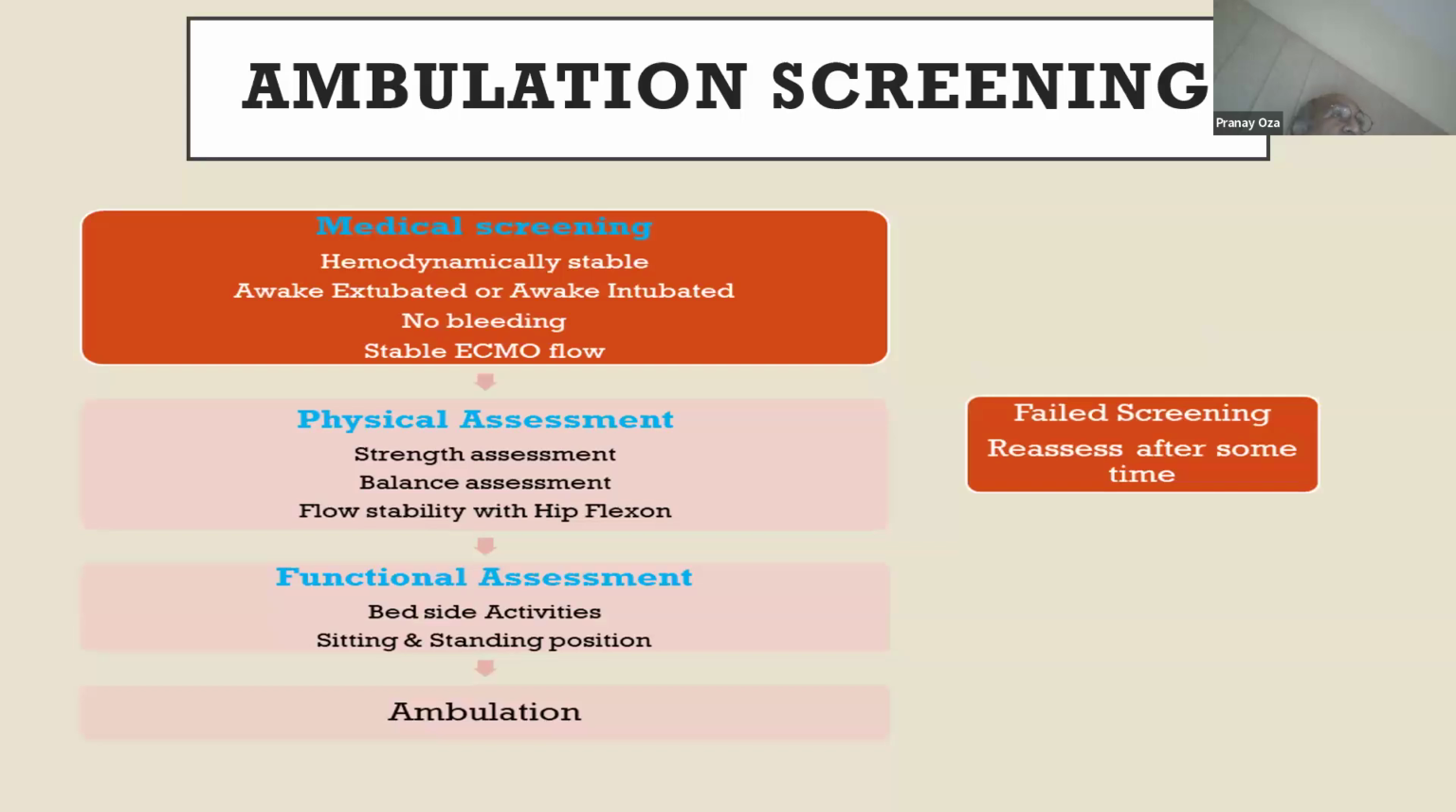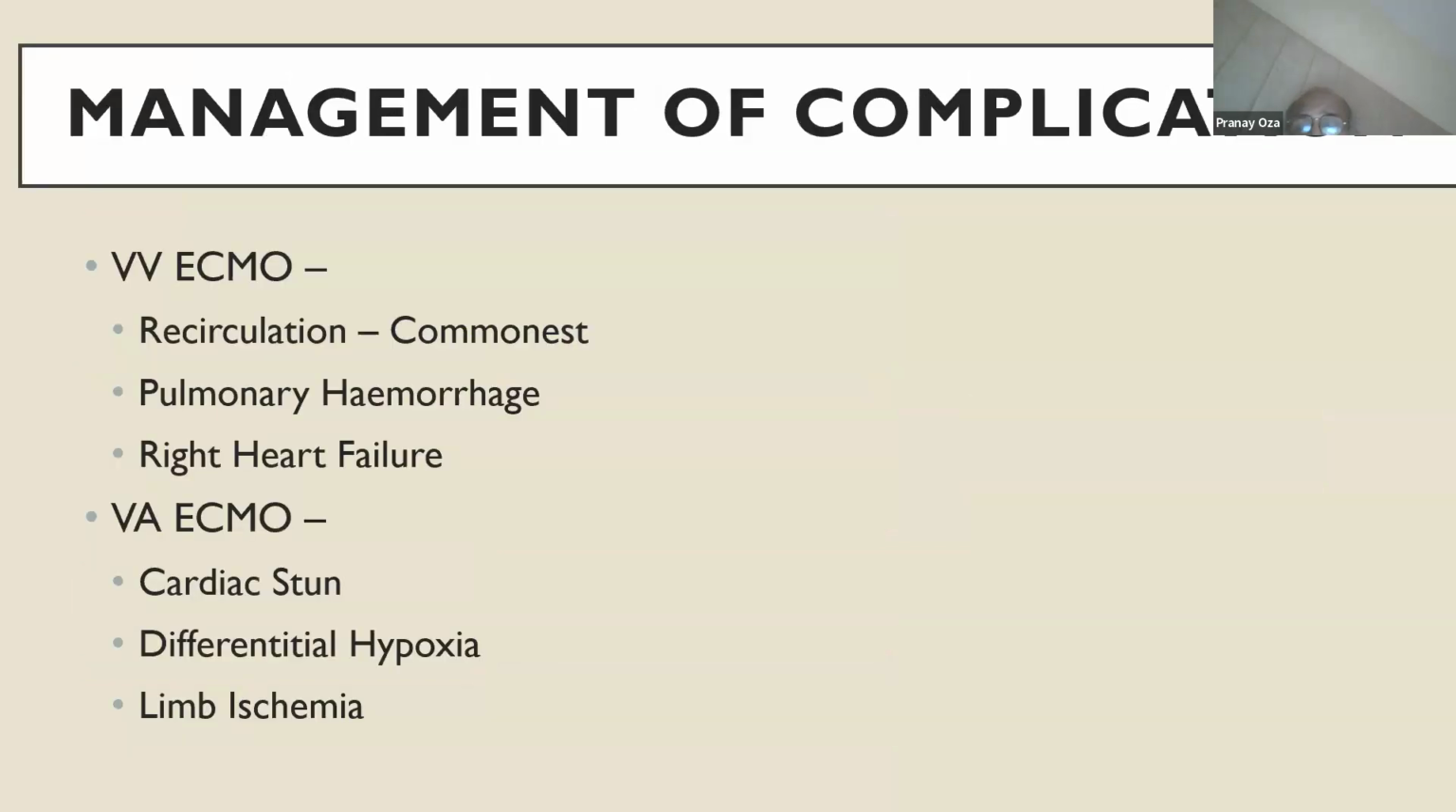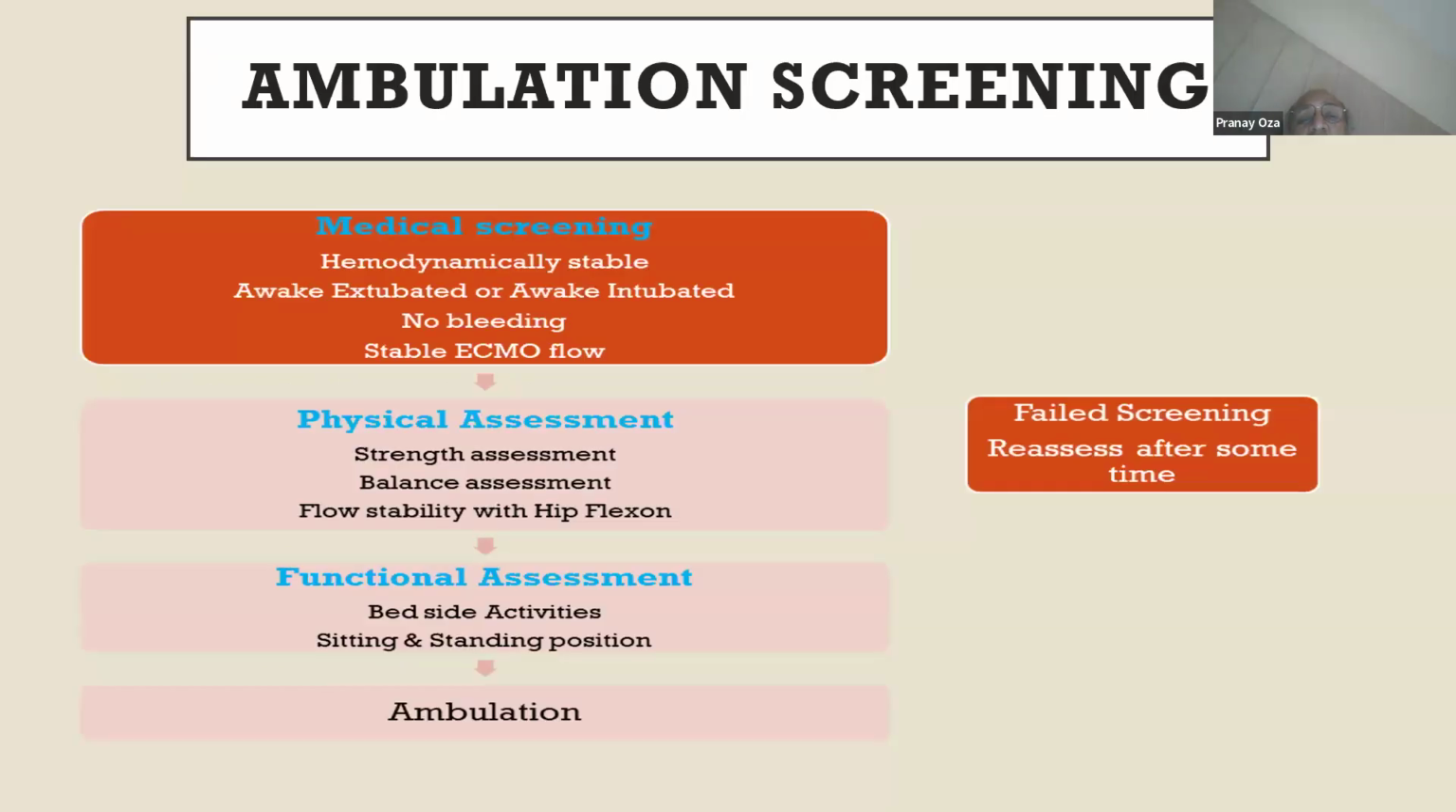You can even ambulate the patients. You can make the patient sit and move around also. That also can be done. But for that, you have to do a screening. You have to do medical screening first, whether the patient is fit enough for mobilization. Look at a physical assessment, whether the patient has got enough power that he can be mobilized. Look at the functional assessment by making them do bedside activities, sitting, standing. And then you make the patient move around. And if a patient fails any of this screening, don't do mobilization. Wait for 24 hours and reassess after 24 hours.